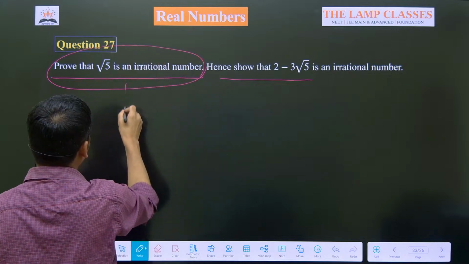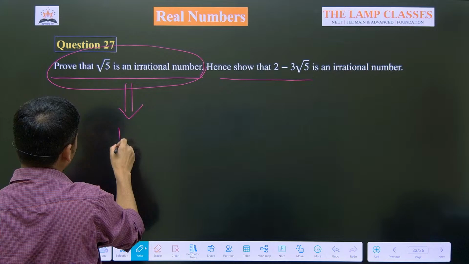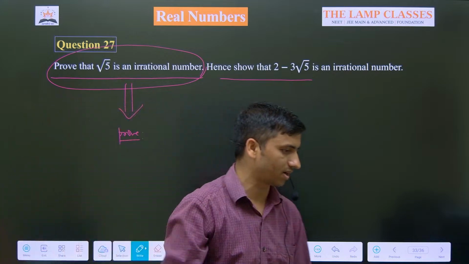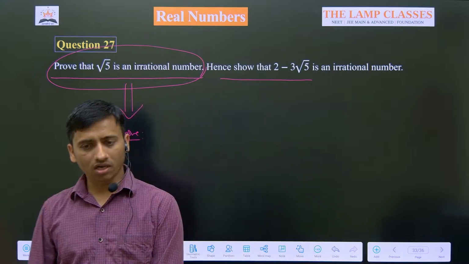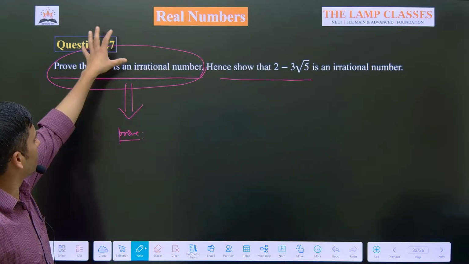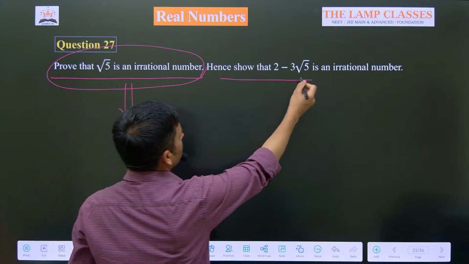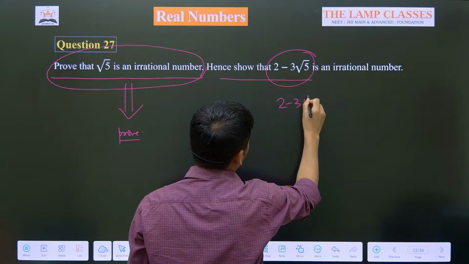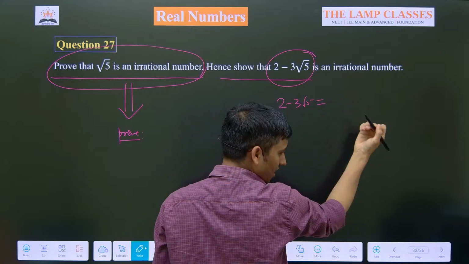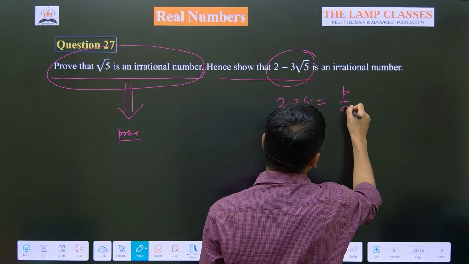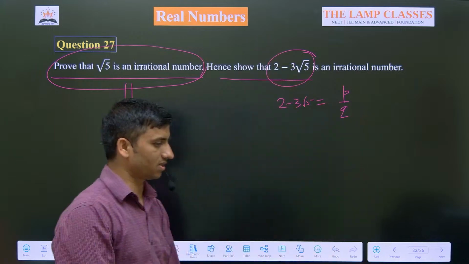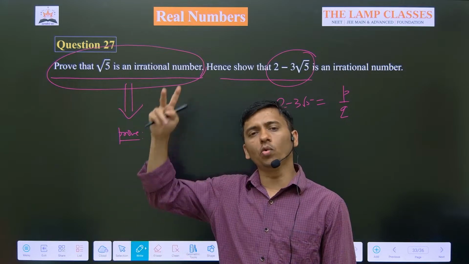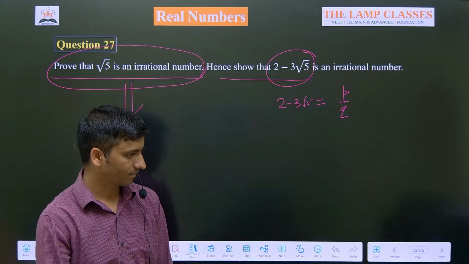Here there are two parts of the question. First we have to prove this, and we already did one question, right? Prove that root 3 is an irrational number. In place of 3, everywhere you just change it to 5, and you will be able to prove that. And now if you have to prove that this is an irrational number, again you will assume that 2 minus 3 root 5 is rational. You will take it as P upon Q or A upon B and follow the previous methods, guys. It's not at all a new question. We have just combined two previous questions together here.